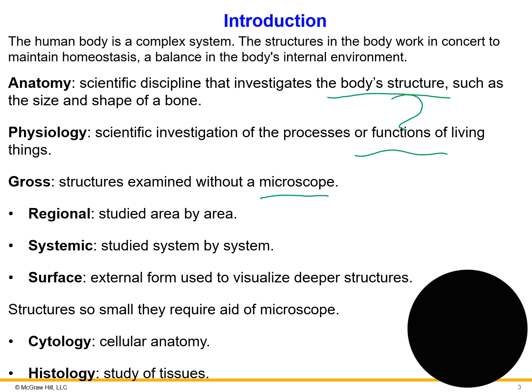In these definitions, the ones here don't require a microscope. Without a microscope, we can study regional, systemic, or surface anatomy. The other ones require a microscope. Those are cytology and histology. Histology is the study of tissues. Cytology is the study of cells.